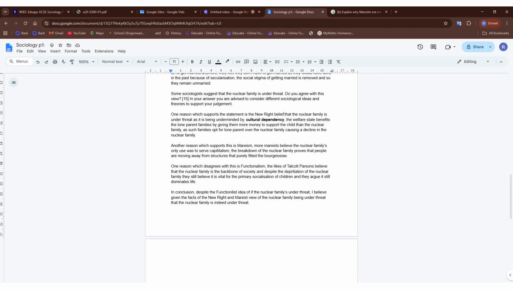Marxists believe the nuclear family's only use was to serve capitalism. The breakdown of the nuclear family proves that people are moving away from structures that purely fitted the bourgeoisie. Bourgeoisie is just a fancy word for the rich, the wealthy. Put in the comments the sociological term for the poor or working class.